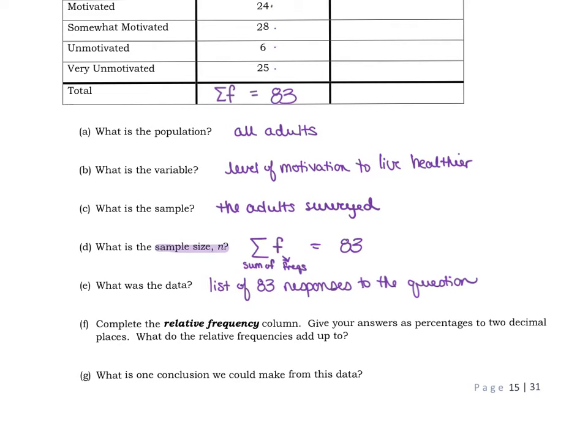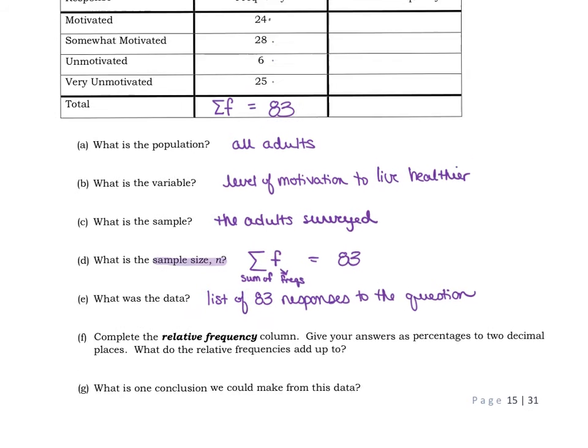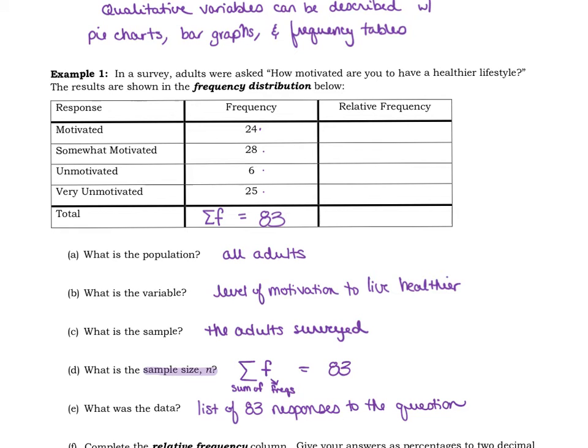All right, complete the relative frequency column. Now, relative frequency simply means that you're going to write your answer as a decimal or a percent. Now, in this case, it says as a percent to 2 decimal places. And so that's exactly what we're going to do, is write them as a percent. So relative frequency is really talking about what percentage of the people said that they were motivated, what percentage of the people said that they were somewhat motivated, etc. So in order to find that percentage, again, take the number in that category and divide by the total number.